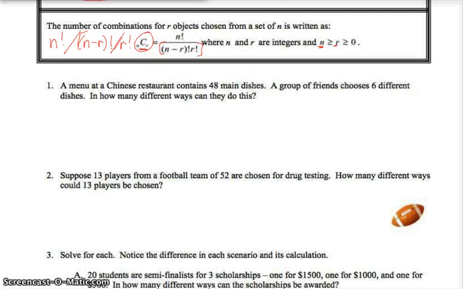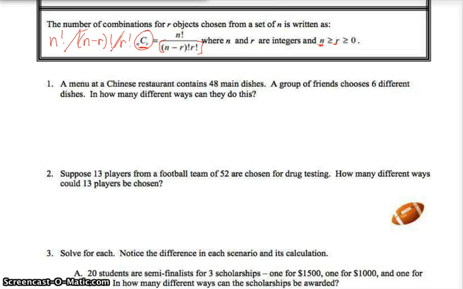Okay, it says a menu at a Chinese restaurant contains 48 main dishes. A group of friends chooses 6 different dishes, how many ways can they do this? So again, if I have 48 dishes and I'm choosing 6 of them, does the order in which they put those dishes on the table give you a different meal? No, it doesn't. They could bring out the rice, the fish, the chicken, whatever, all these different dishes. It's all still the same meal. So the order in which they bring them doesn't matter. It's still the same 6 dishes. So therefore it's a combination.